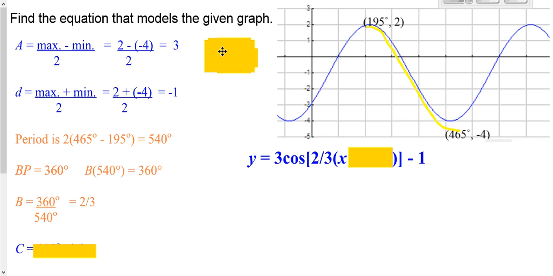Now we need to figure out the phase shift. Now remember, cosine normally starts out at the max. But here our cosine is not having the max right on the axis. It's being slid over 195 degrees. Well, that means that's our phase shift then. To go from what would be the max without any phase shift, we slide over 195 degrees to get to the max. So our C value is 195. And our phase shift is 195 to the right.